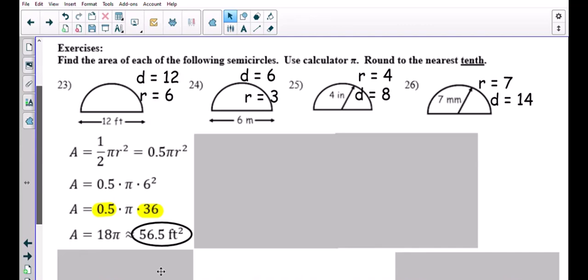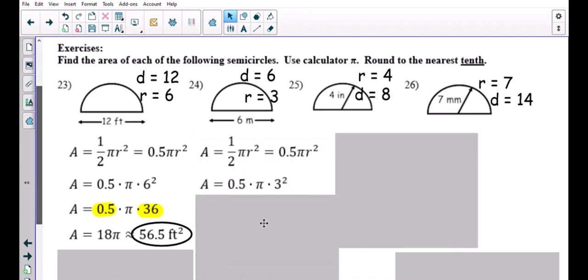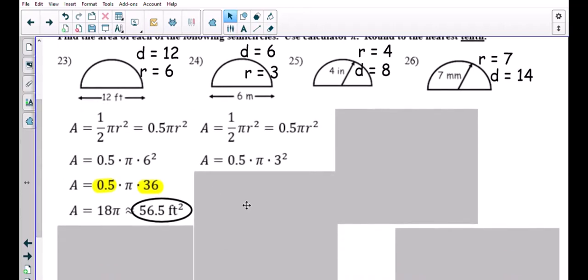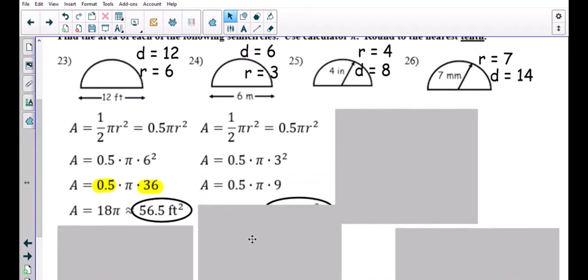Again, you could do pi times 6 squared, get an answer, divide by 2. So that would get you 36 pi. Divided by 2 is 18 pi, which again is about 56.5 feet squared. Number 24, we're given a diameter of 6, which means the radius is 3. So let's plug it in. We're going to do 0.5 times pi times 3 squared. 3 squared is 9, and half of 9 is 4.5. So we get 4.5 pi, which is about 14.1 meters squared.